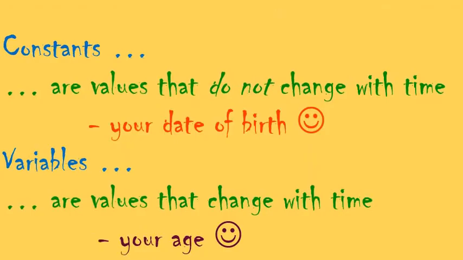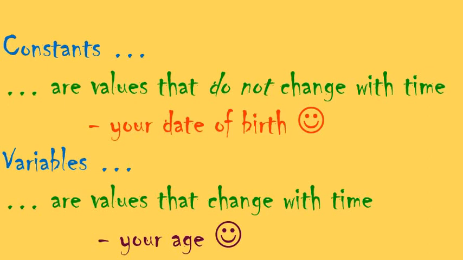Well, constants. These are values that do not change. If they do not change, then they remain constant. For example, your date of birth. And there's something called variable. These are the values which change with time. So we can say your age.